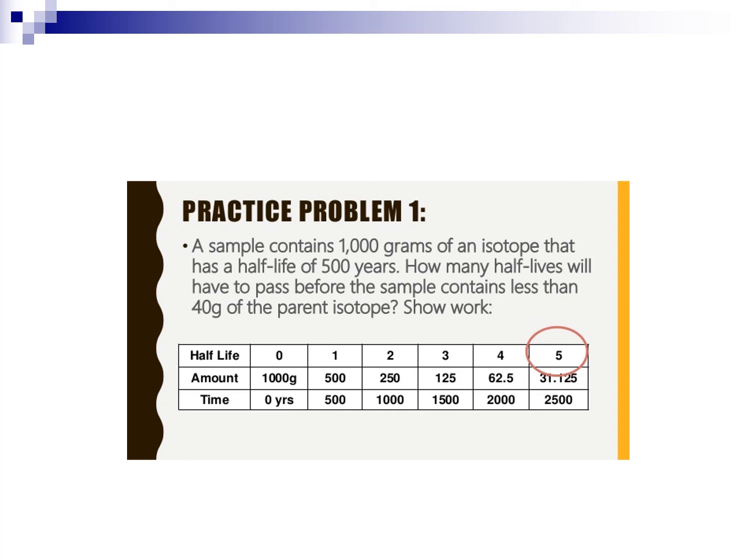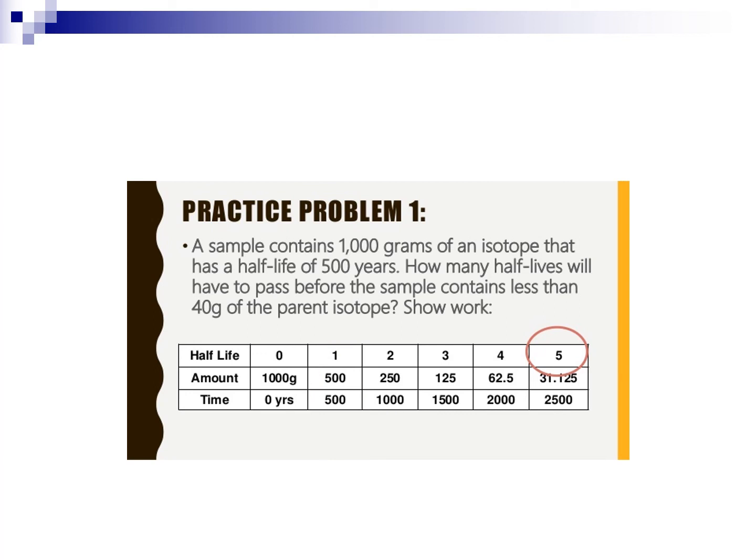So as you can see here, if a sample contains 1,000 M&Ms, and we start at the beginning, in 500 years, it will be safe to eat half of them. So that is one half-life. Then in another 500 years, another half have broken down. That's two half-lives. In another 500 years, another half have broken down.